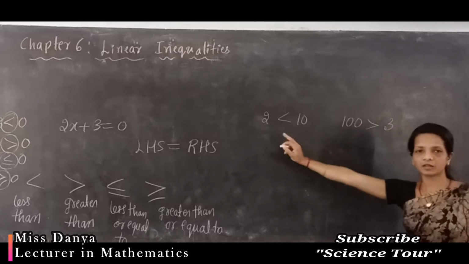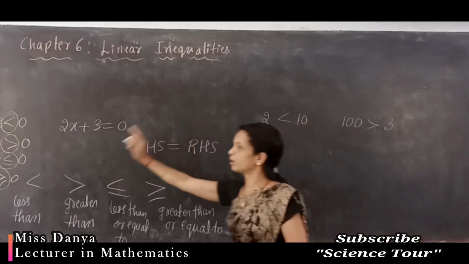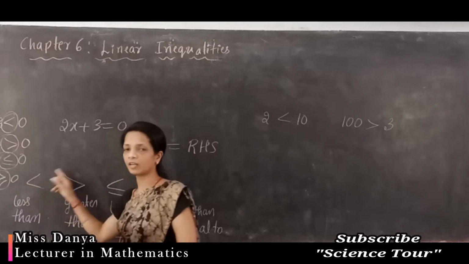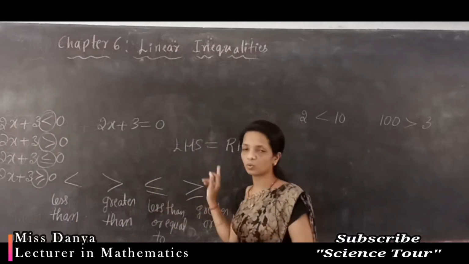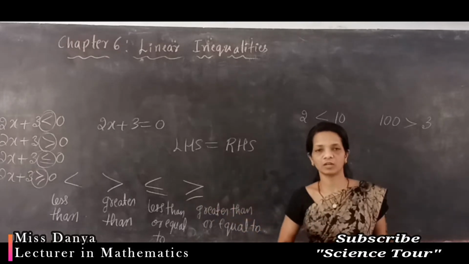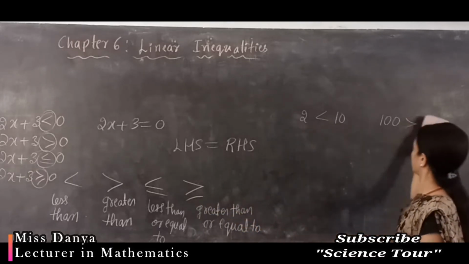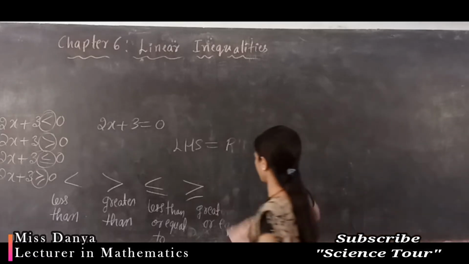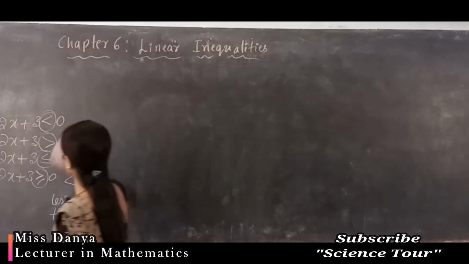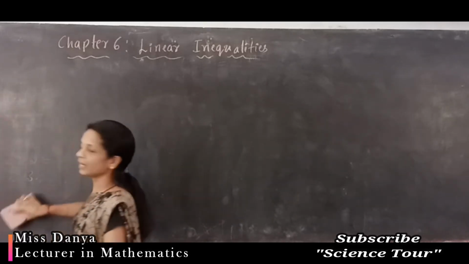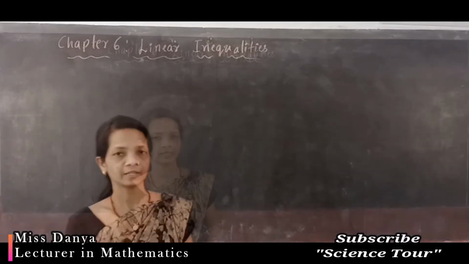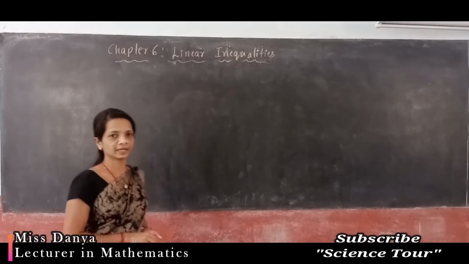Like this, two numbers or two algebraic expressions which are connected by the symbol less than, greater than, less than or equal to, or greater than or equal to form one expression. That expression is called an inequality. So inequality means that two numbers or two algebraic expressions are connected or related by one of the symbols less than, greater than, less than or equal to, or greater than or equal to.